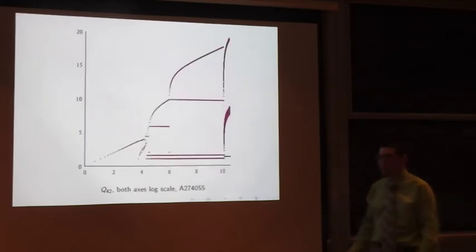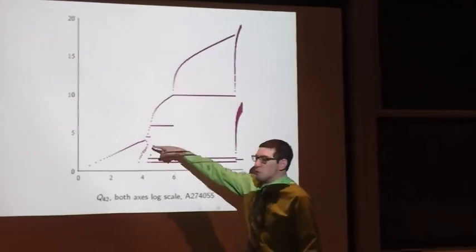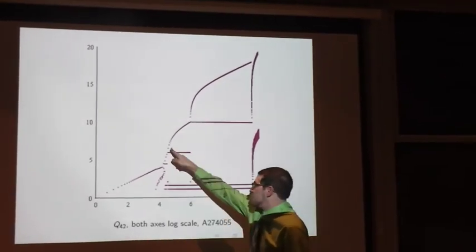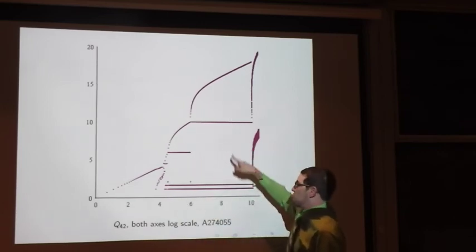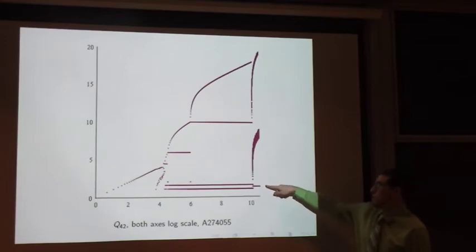Both axes are now logarithmic. This is the initial condition. This is before it strongly dies. This is before it weakly dies. And then you can literally see 1, 2, 3 of those period 5 patterns, and then these are 4s, and that's the chaos.